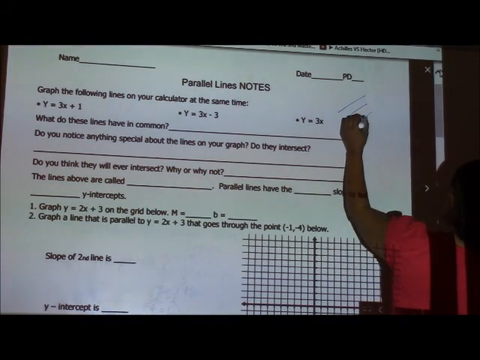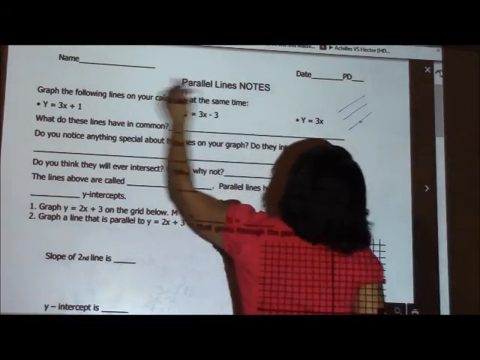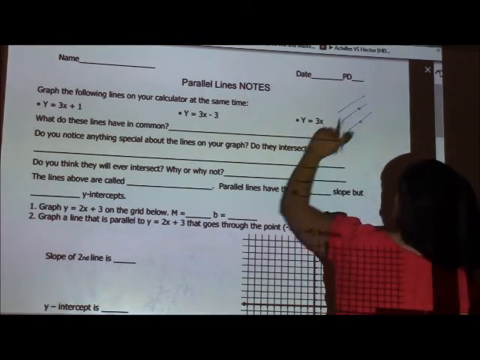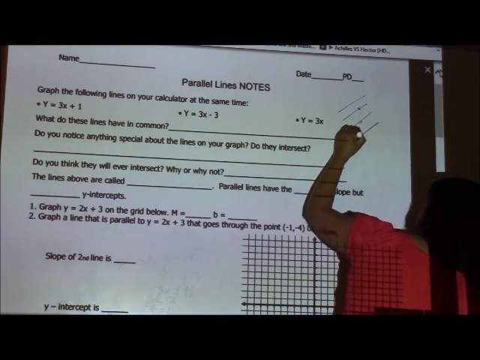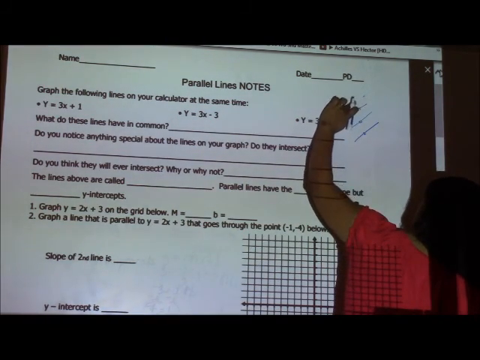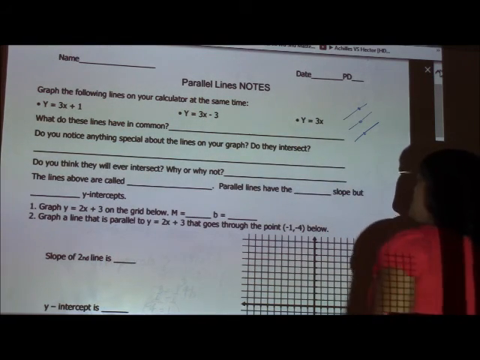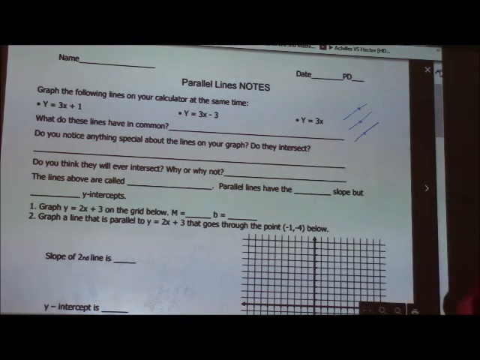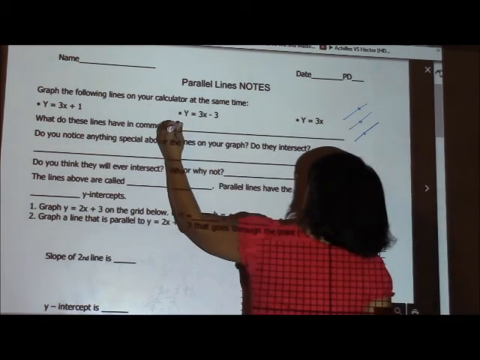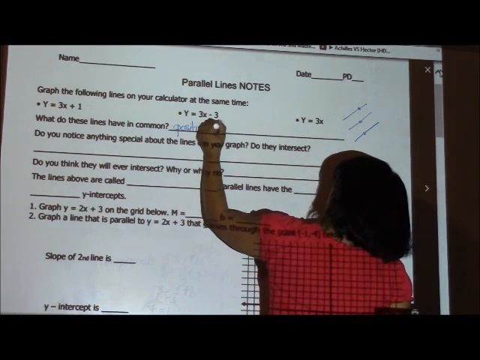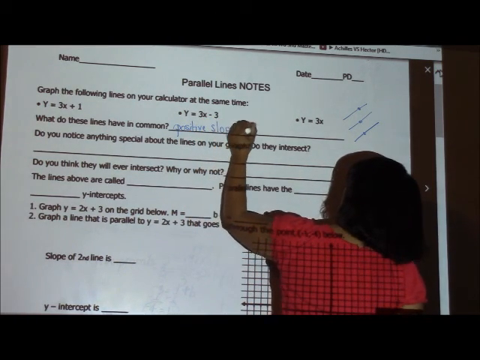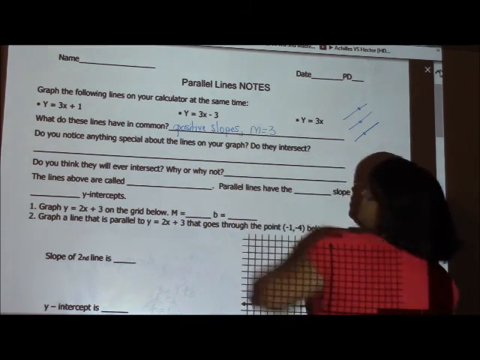And what you will notice is that all three lines go up like that. One line goes through 0, 0, one goes through 0, 1, and that one's going to go through -3, so actually that one's going to be down here. So the lines have something in common. One thing, they all have positive slopes. And what are the slopes equal to? Right, they all have slopes of 3.